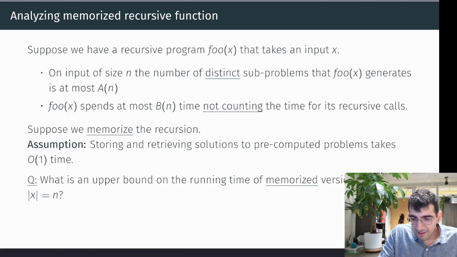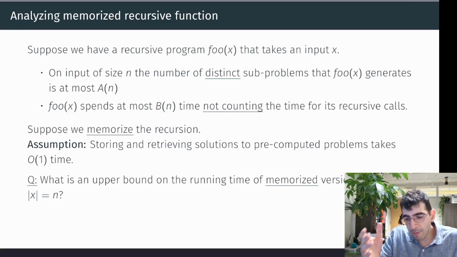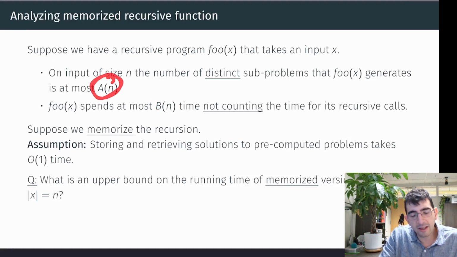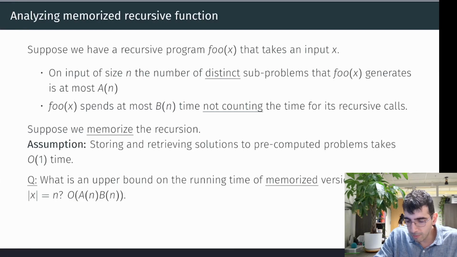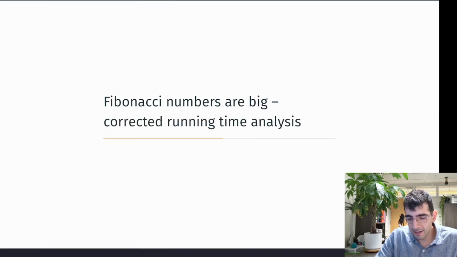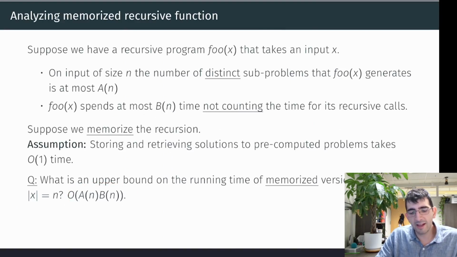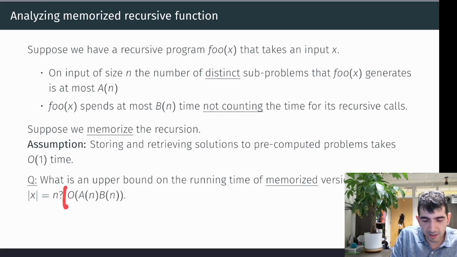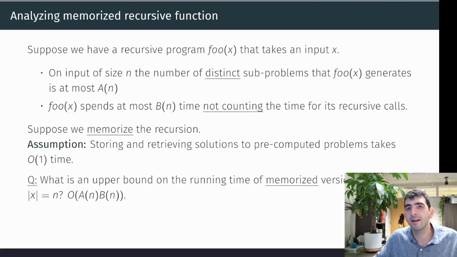We know that x of size n will generate at most a(n) subproblems, and each of those subproblems takes at most b(n) work. So using this idea of memoization, we only need to calculate a(n) values, and each value takes b(n) time. So the total amount of work is O(a(n) times b(n)). And that's the beauty of memoization. The total time for a recursive function can be constrained to a polynomial, as long as the number of distinct subproblems is also polynomial. We'll see an example of that next. Thanks.